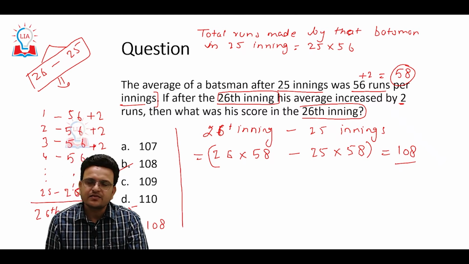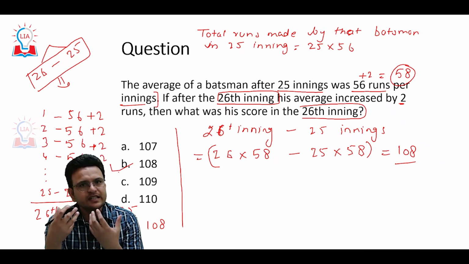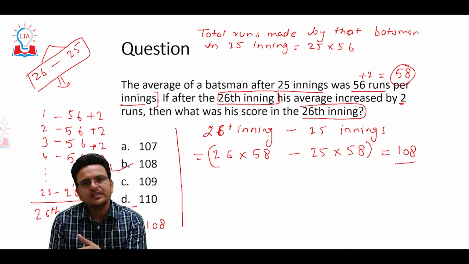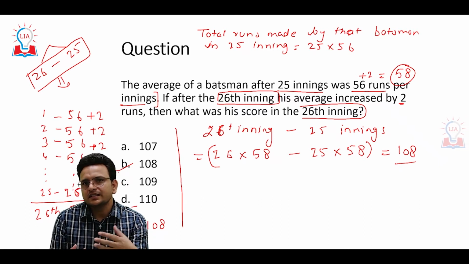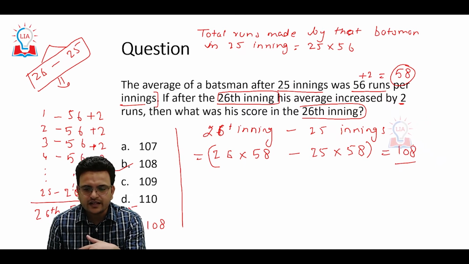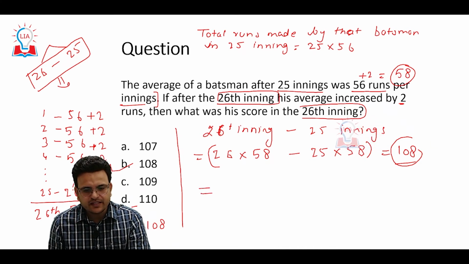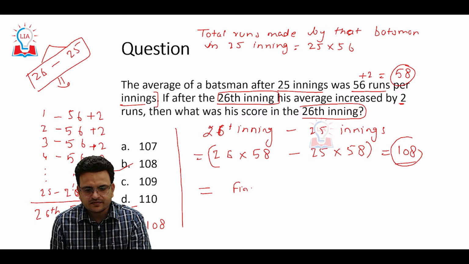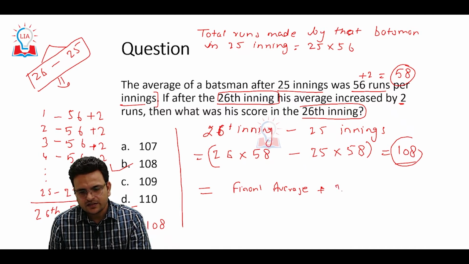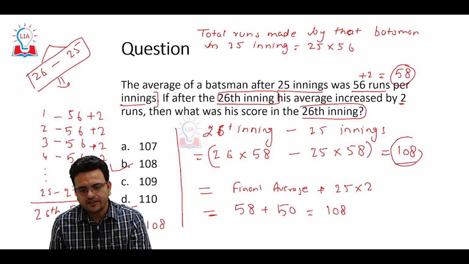The first method is very simple. You have to calculate how many runs he made in 26 innings, and how many runs he made in 25 innings. If I subtract the runs he made in 25 innings from those he made in 26 innings, I am going to get the runs he made in the 26th inning. So this is one way, and the second way you can simply say final average plus 25 into 2. We can say that 58 plus 50, the answer will be 108.